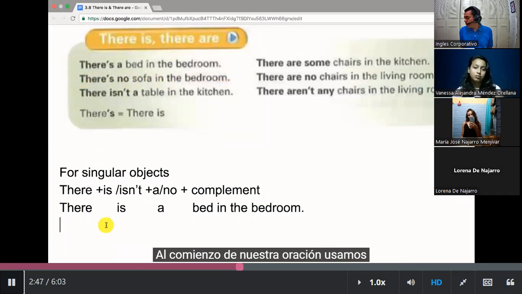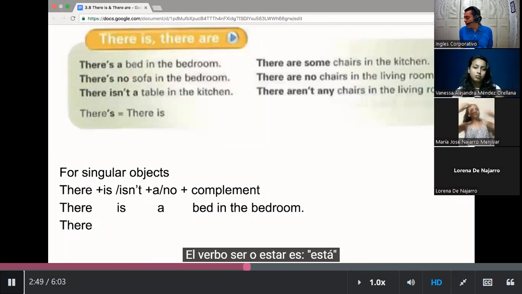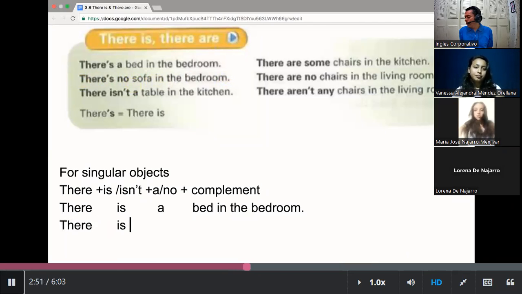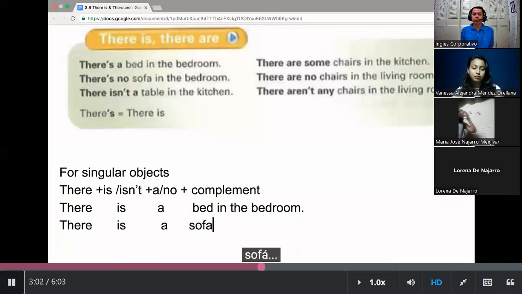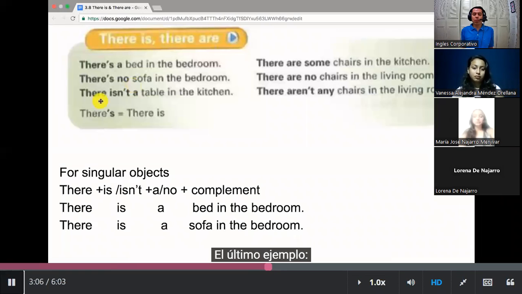At the beginning of our sentence, we have there. The verb to be is. Once again, on the example is contracted. Then we will use the article a, because we're talking about a singular object. Finally, we have the complement: sofa in the bedroom.